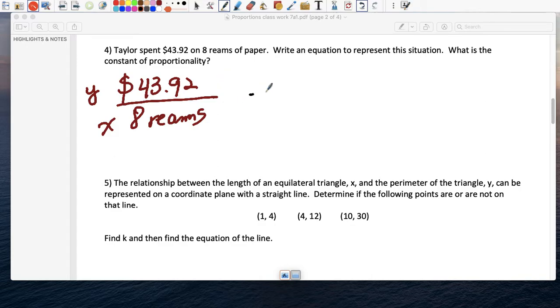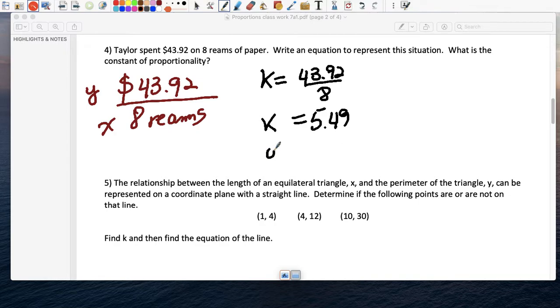Now we're going to find the unit rate first. Or actually, it's not asking for the unit rate. So what we can do here is find k, our constant of proportionality. So we're going to go 43.92 divided by 8. So k equals 43.92 divided by 8 equals 5.49. So our constant of proportionality is 5.49. What's the equation? y equals 5.49x.